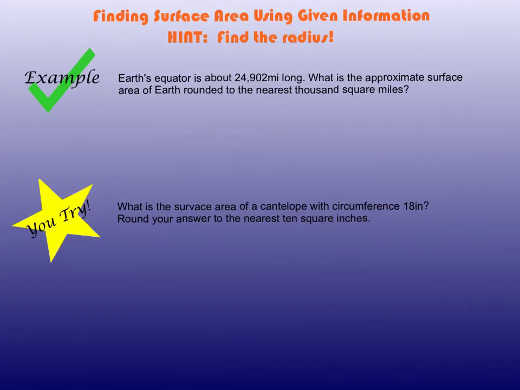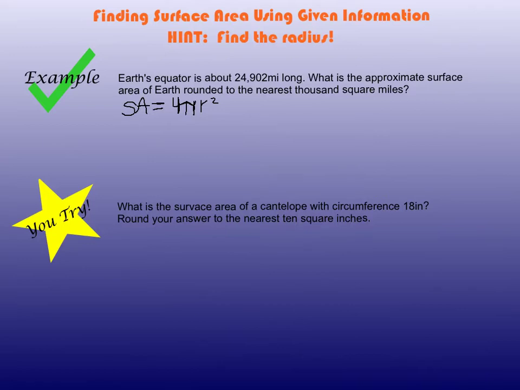Alright, so now let's check out these word problems, and we're going to find the surface area using the given information. In the example, it says Earth's equator is about 24,902 miles long. What is the approximate surface area of Earth rounded to the nearest 1,000 square miles? So again, we're going to start off saying surface area is equal to 4 pi r squared. And the only thing we really need to find is the radius.